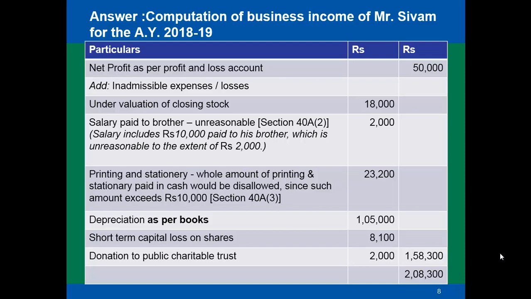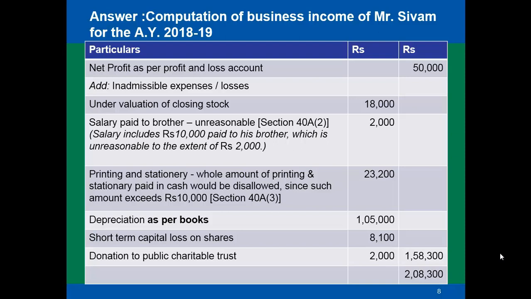The first one is the undervaluation of clothing stock, which is rupees 18,000. This has been added to the profit because it will increase the profit, as it was not shown in the profit and loss account. The second one is salary paid to the brother. In the question it was given that the salary includes rupees 10,000 which was paid to his brother, which is unreasonable to the extent of rupees 2,000. That will be added because unreasonable amount paid to relatives is disallowed under section 40A subsection 2.